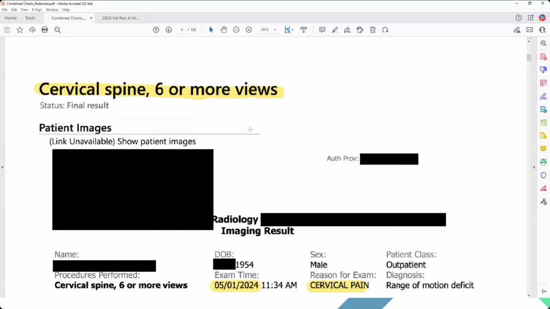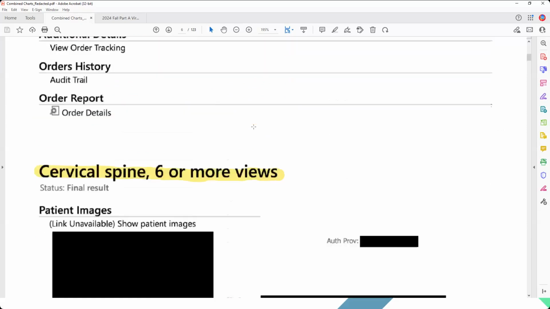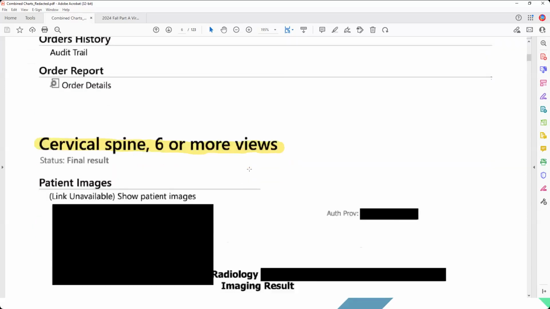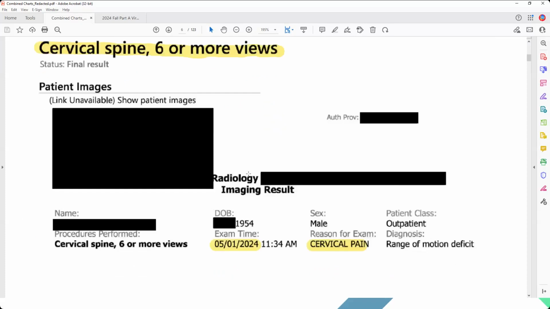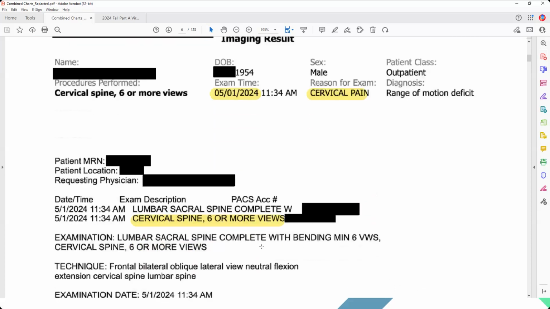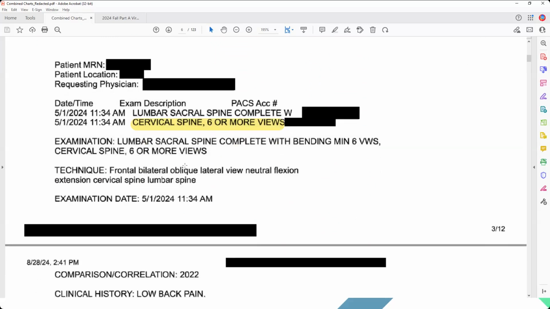So this MRI, these images, I think, are from 5/1, yes, 2024. And we have an indication of cervical pain. So as I scroll down, I'm just kind of going through, there's on 5/1 cervical spine 6 or more views. So that would be for the flat plates or x-rays.